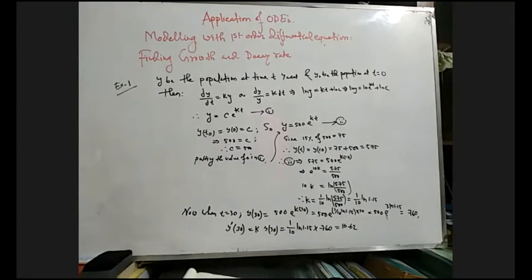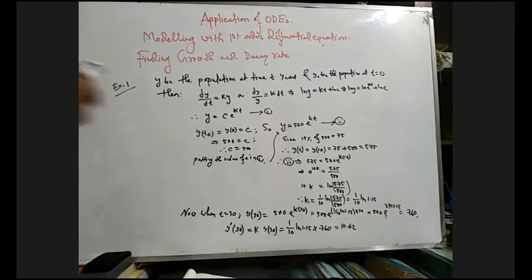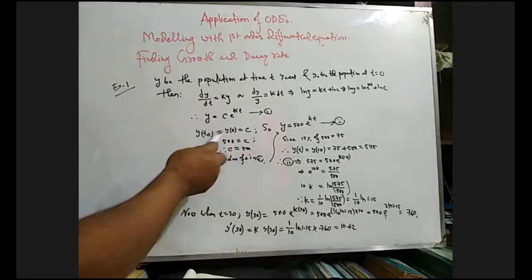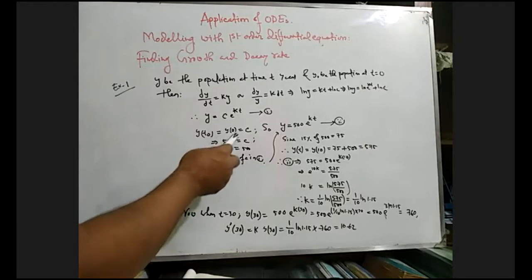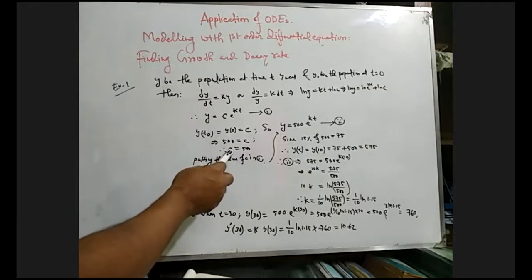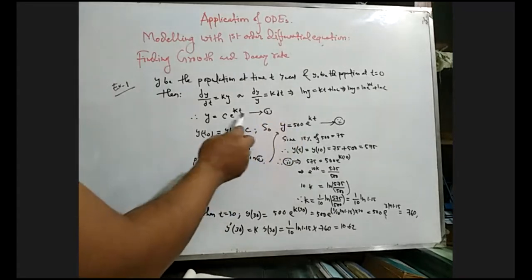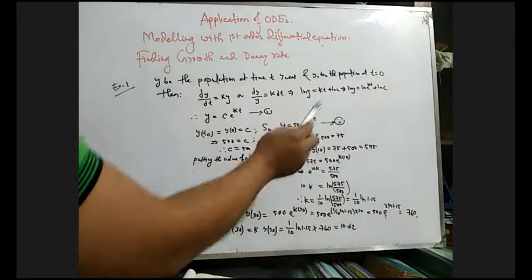So here the initial population was 500 at time t equals to 0 years. So we form the differential equation dy/dt. Then after solving, we get y equals to constant c into e to the power kt. Now at time t equals to 0, imposing this condition, we can find the constant. Constant value c equals to what? 500. Putting c equals to 500 in equation 1, we get equation number 2.